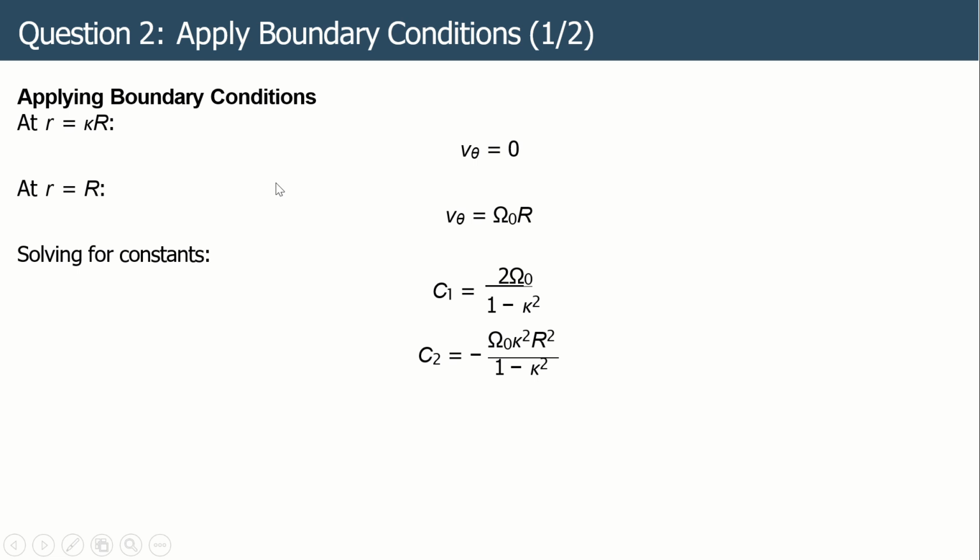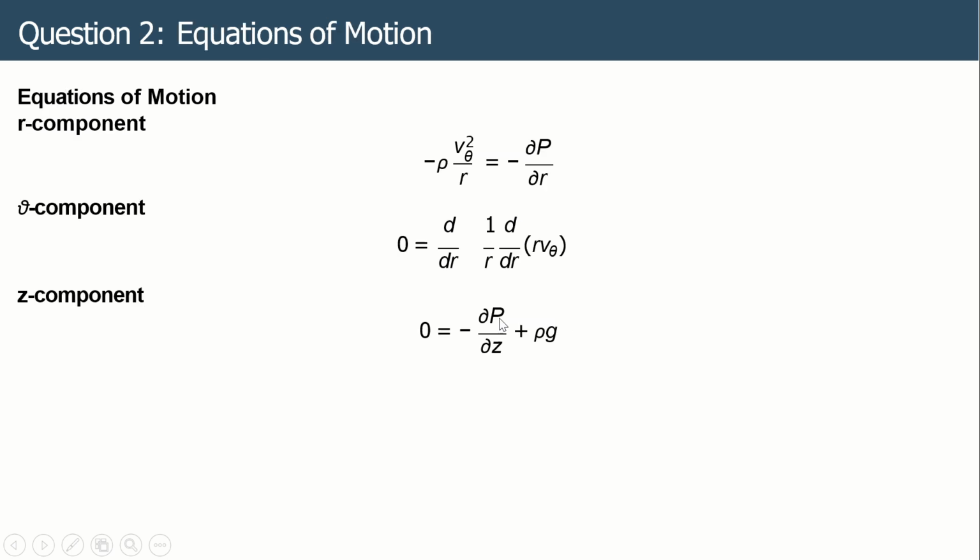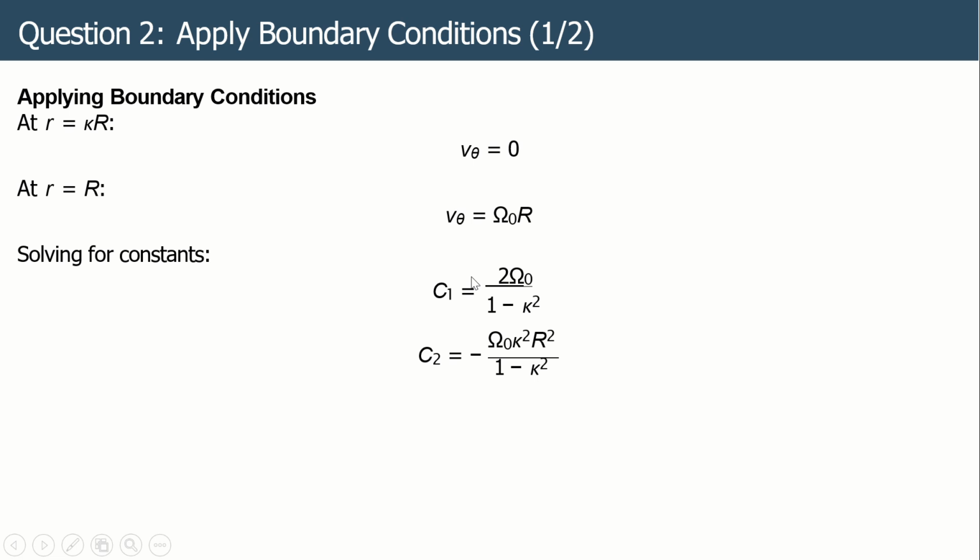Now applying the boundary conditions, from the first boundary condition, r equals kR, v theta equals 0, and r equals R, v theta equals omega naught R. So after solving for the constants, we'll be getting these equations, we need to put that, and then we can get the values of C1 and C2.